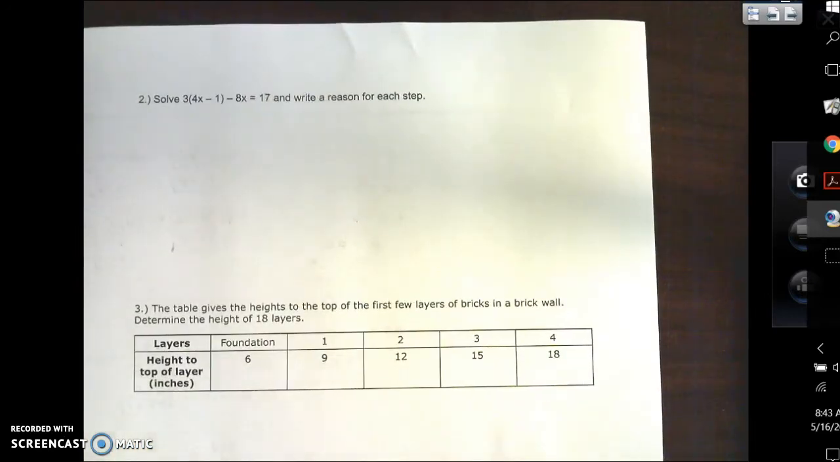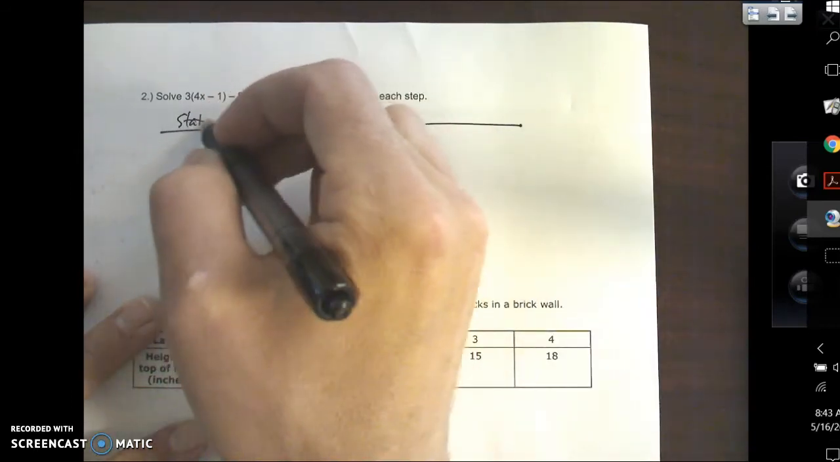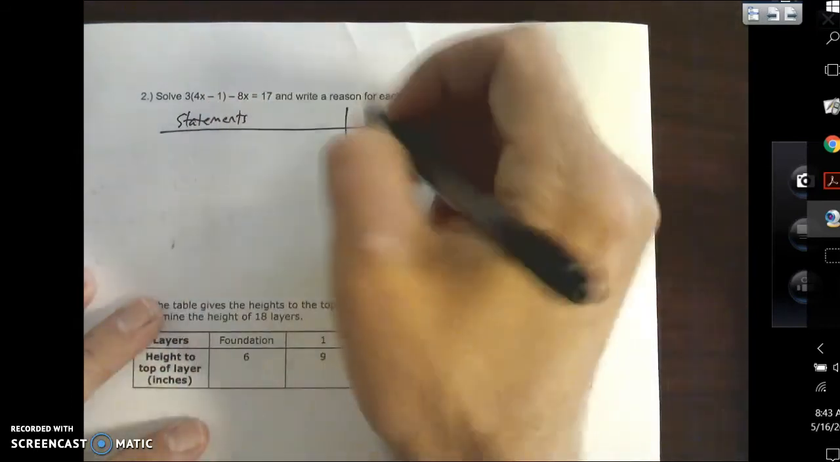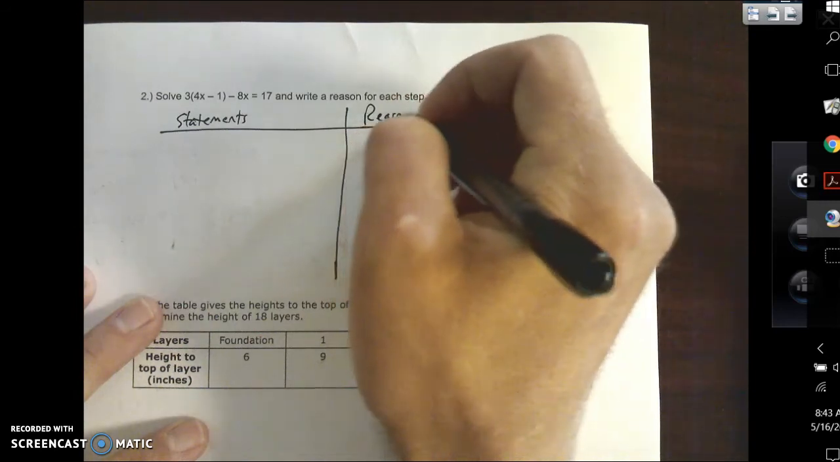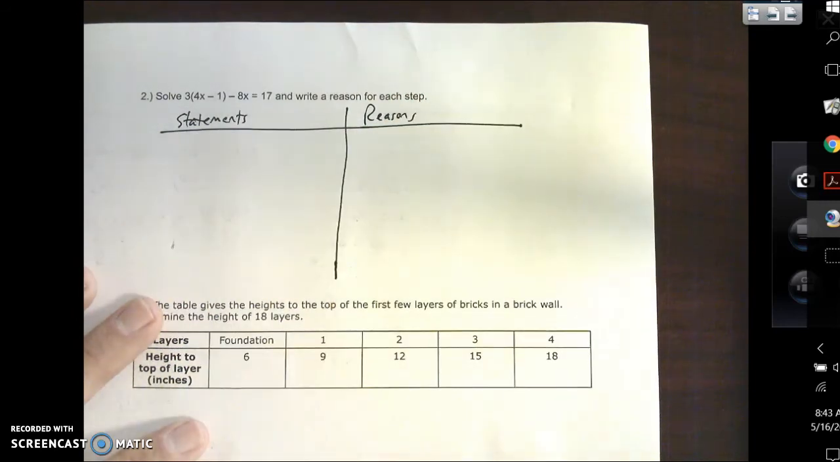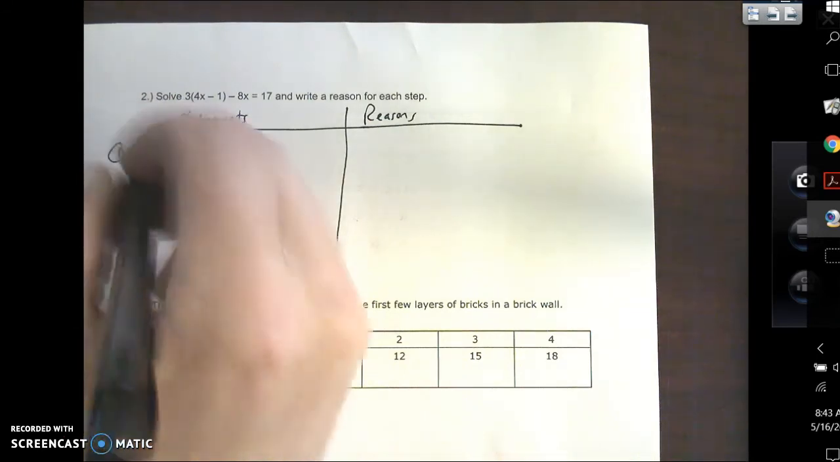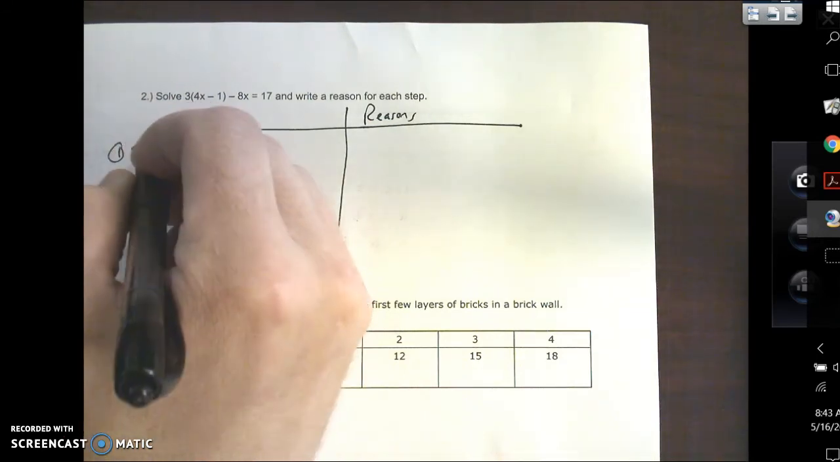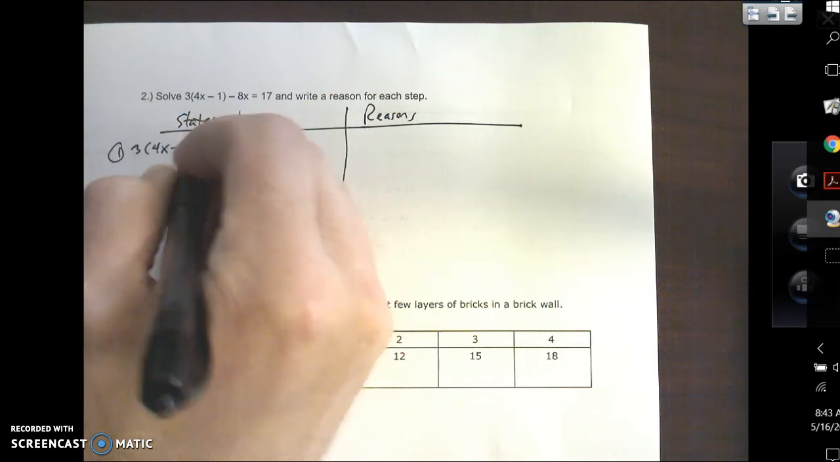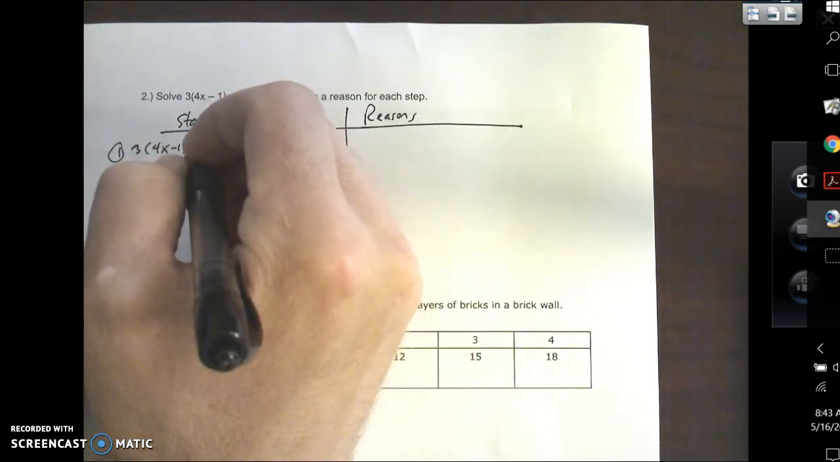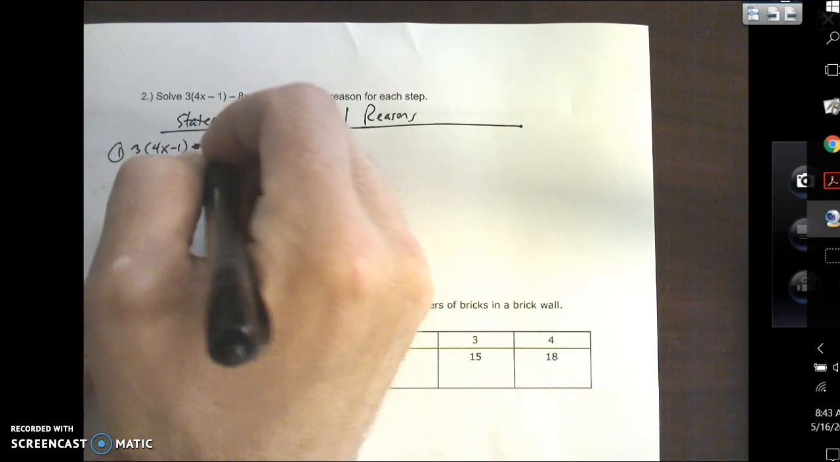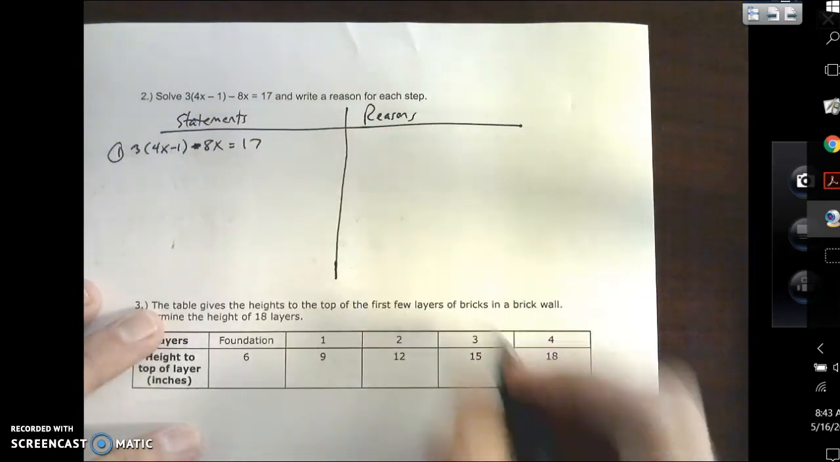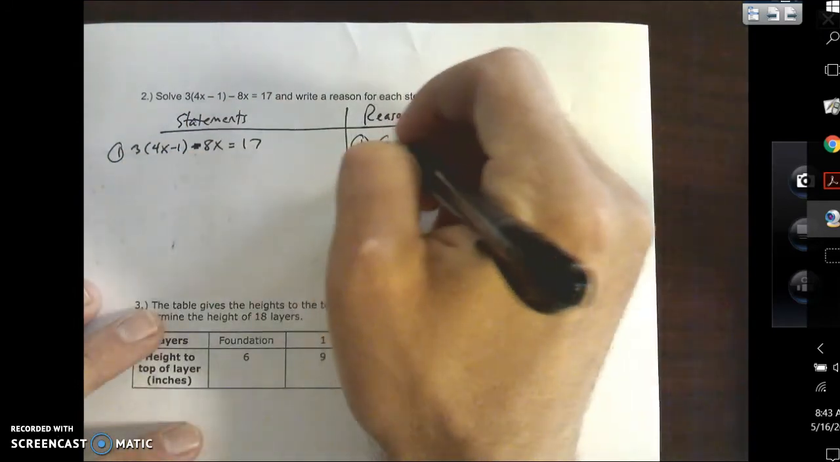Okay, let's get to our back. So here it says, now it's the same idea, except now they want you to draw out your own statement of reasons. So I'm going to make a T-shaped table. At the top here I'm going to write statements, and over here I'm going to write down reasons. Now when you guys write out a proof, the first line will always be you write down the problem. 3 times the quantity 4x minus 1 minus 8x equals 17. The reason for that is given.